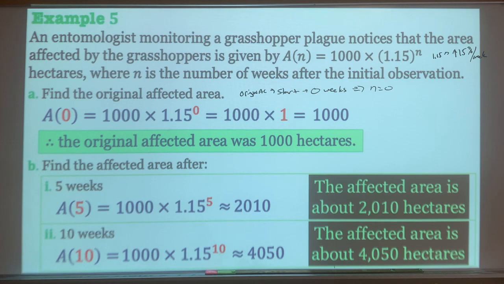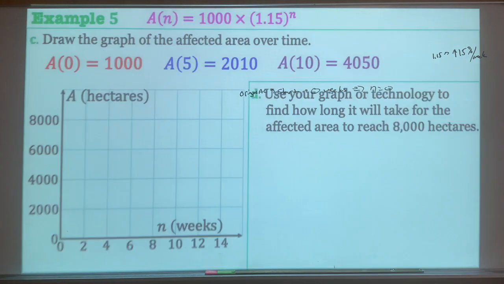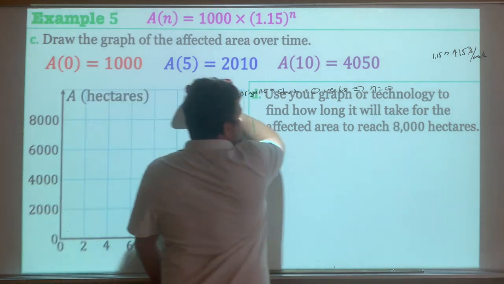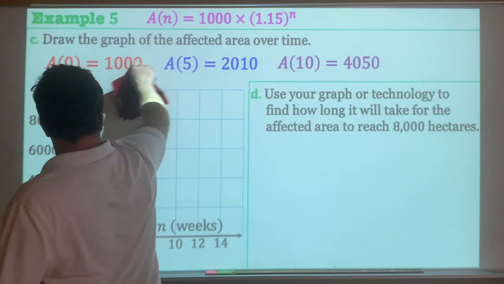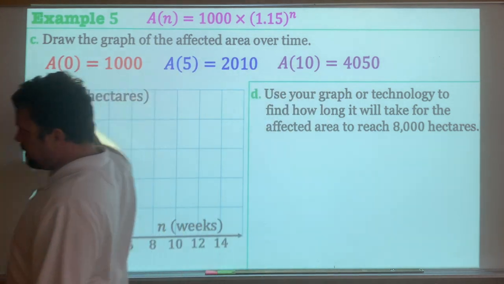Questions? Good. Now you're gonna do some on your own. We're gonna continue on with this one first. So what we're gonna do is we're gonna draw the graph. This is just from the first part, I just wrote it out here. So you'd have it.